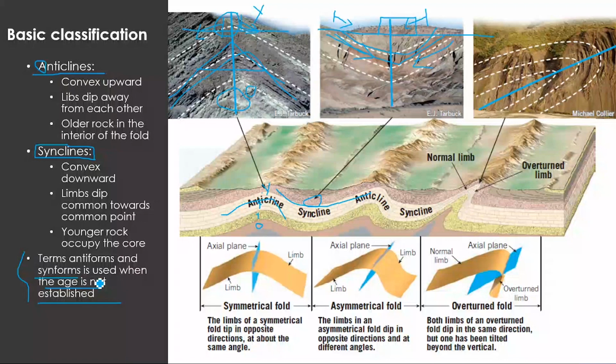We classify folds based on the axial plane. There are symmetrical folds, where the limbs dip in opposite directions at the same angle. So both limbs are dipping away from each other at the same angle. Here it is an asymmetrical fold. Here it is an overturned fold, where both limbs are overturned and dipping almost in the same direction. So these are three kinds of folds, and these are all the details of the classification of folds.